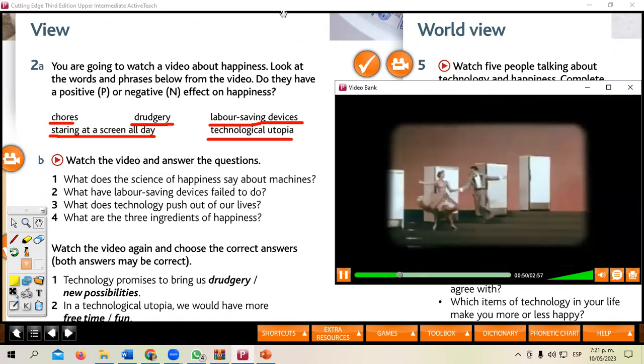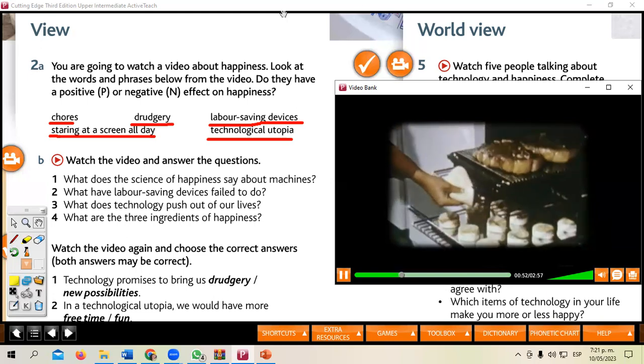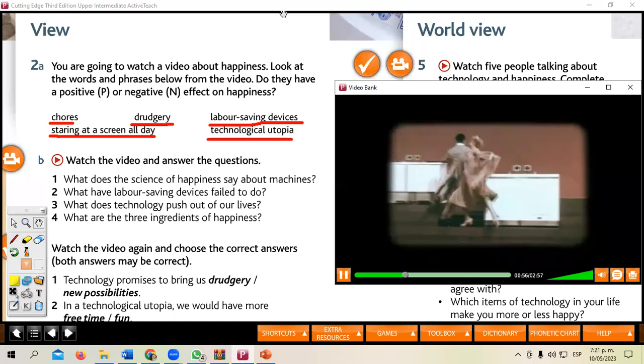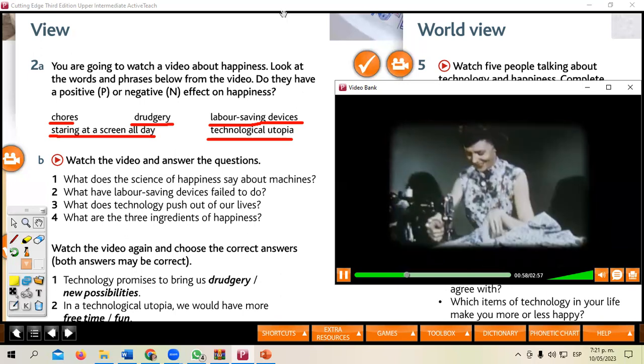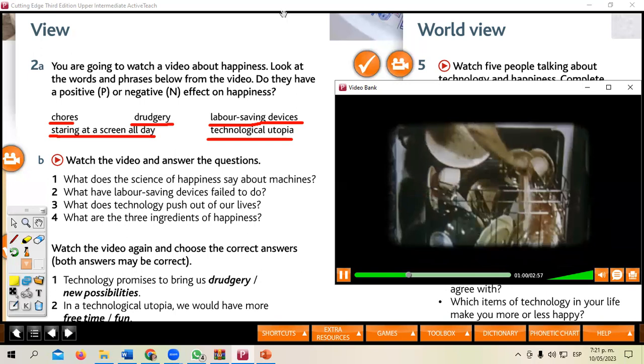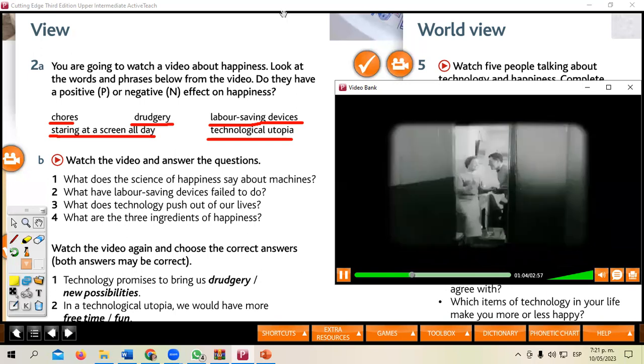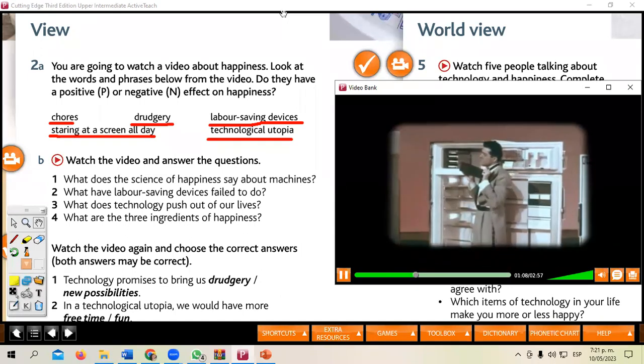To many, human progress is measured by our increased ability to avoid doing the chores. Labor-saving devices have indeed transformed lifestyle. But the technological utopia where we have more free time to be with our friends, to have fun and to be happy, just doesn't seem to have happened.